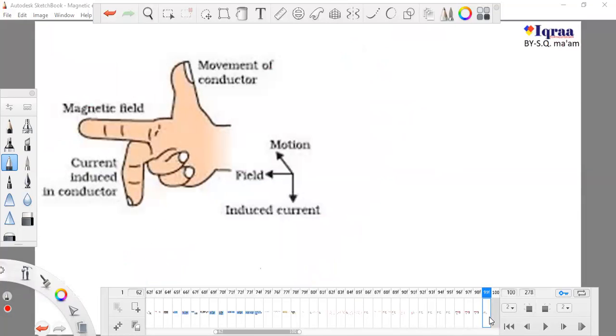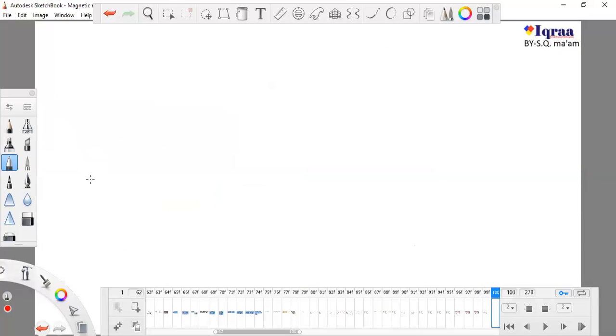Now this chapter is completed, and the rest of the part, generator and household current, I'm not going to tell you, because our board has deleted these parts, and they are of no use for this year. So now we have a question.